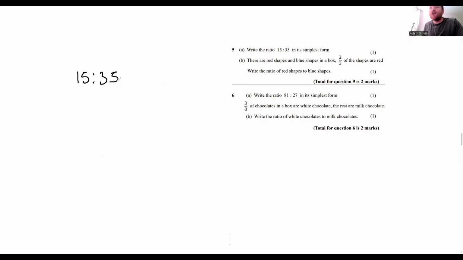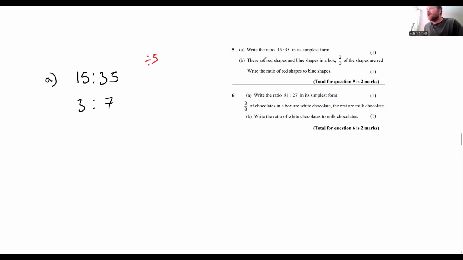How many 5s go into 35? That would be 7. So the final answer of this is 3 to 7. So it's the same sort of process that we do for simplifying fractions, but we just write them in the ratio form. Okay, so that would be part A.